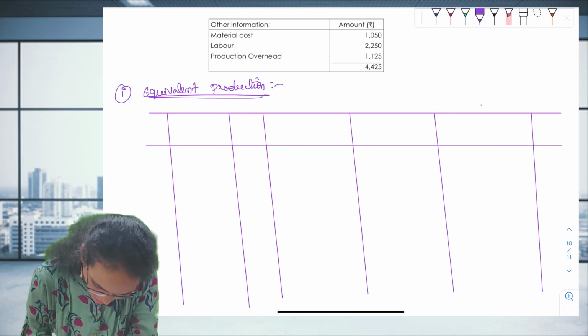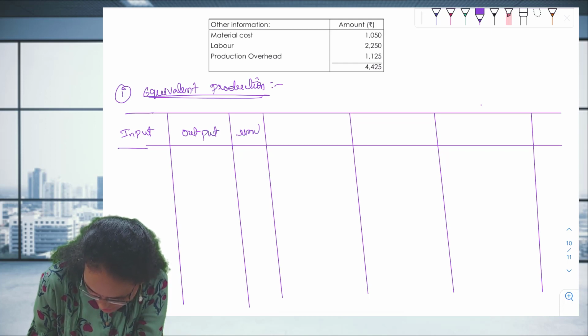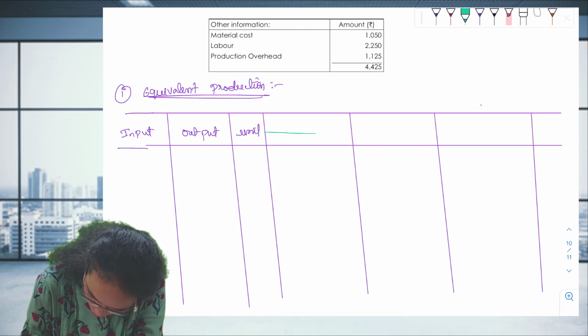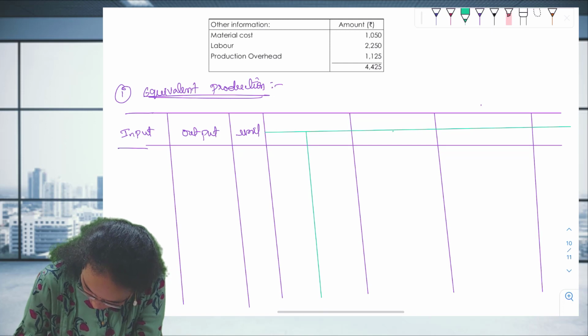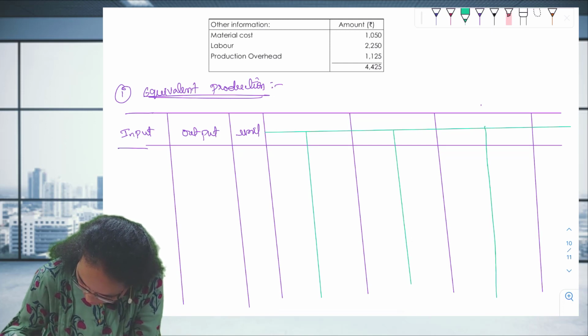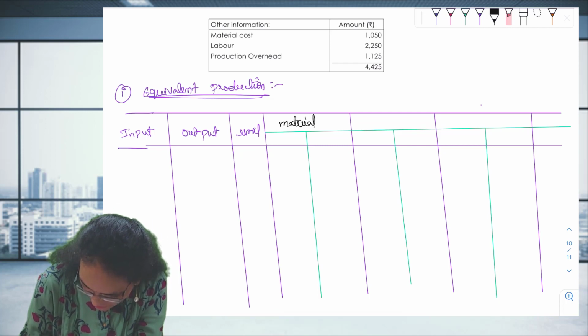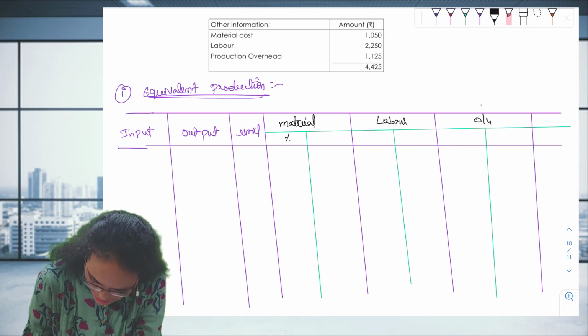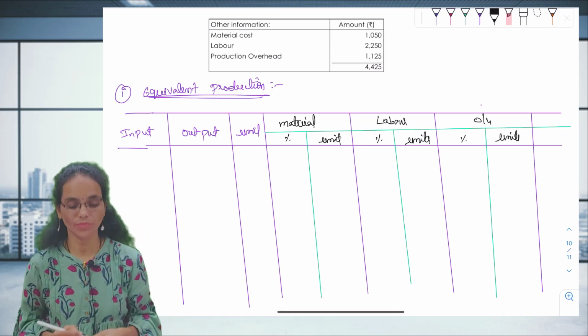Here, see, this is for the input, this is for the output, this is for the units. Under this, you draw one more line. One is for the material, the other one is for the labor, the other one is for the overheads. This is a percentage of completion and units, percentage of completion, units, percentage of completion and units, right?